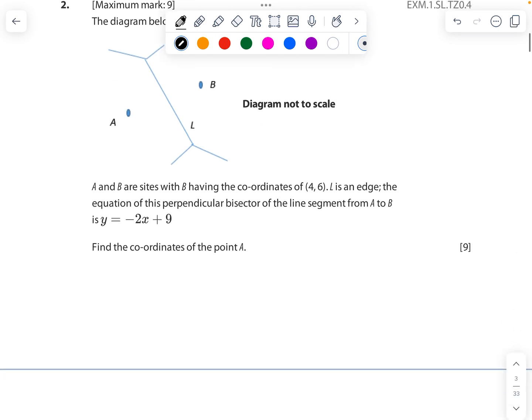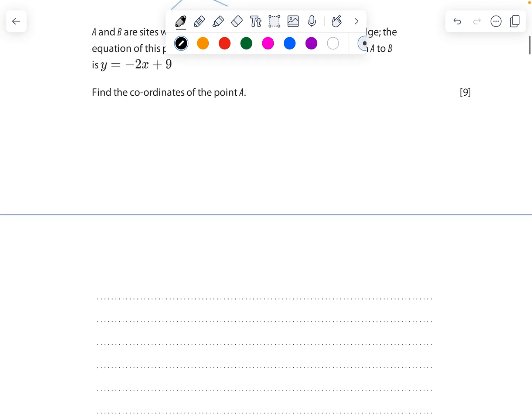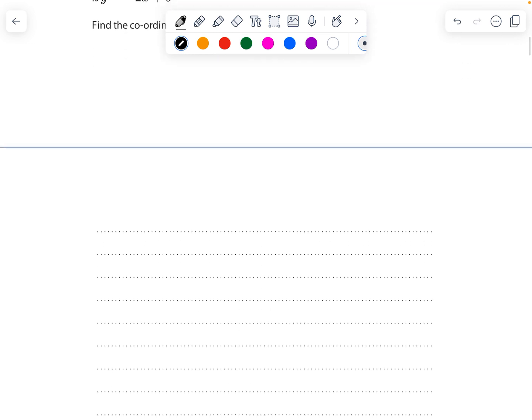Then the diagram below is a part of a Voronoi diagram. A and B are the sites, with B having coordinates (4, 6). L is an edge, and the equation of the perpendicular bisector of the line segment AB is y equals negative 2x plus 9. Find the coordinates of A. So the gradient of the edge is negative 2. So the gradient of AB will be 1/2, and AB is passing through (4, 6).